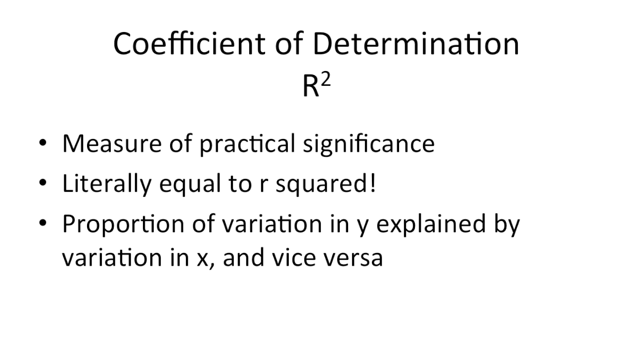By definition, r squared is the proportion of variation in y explained by variation in x, and vice versa. In other words, it's the proportion of shared variance between x and y.